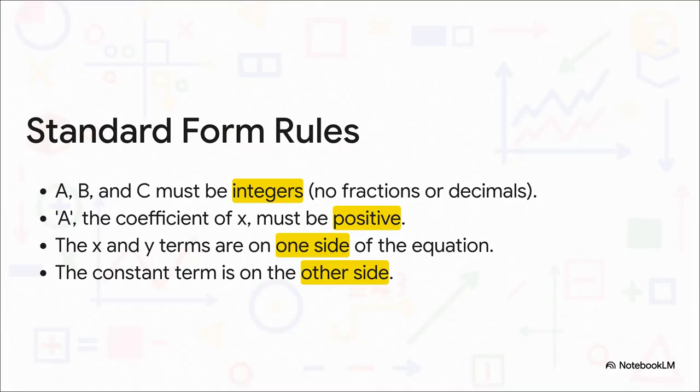Okay, so here are the four non-negotiables. First, like we said, A, B, and C have to be integers. This is all about keeping the equation looking clean and simple. Second, and this is a big one people forget, that A value, the number in front of the x, has got to be positive. It's a rule that just keeps everything consistent. And finally, the setup. You group your x and y terms on one side, and you push the plain old number, the constant, to the other side. That structure is what makes it so useful.